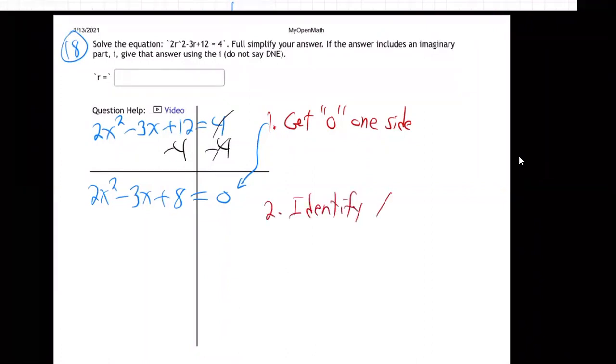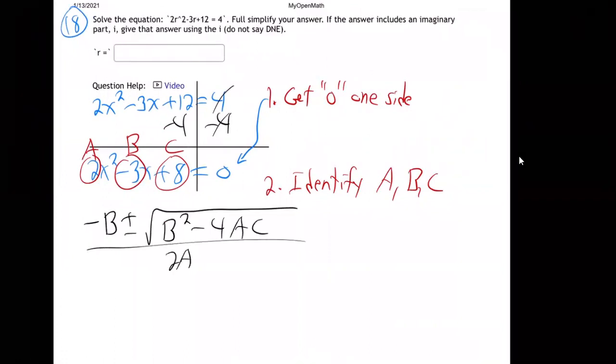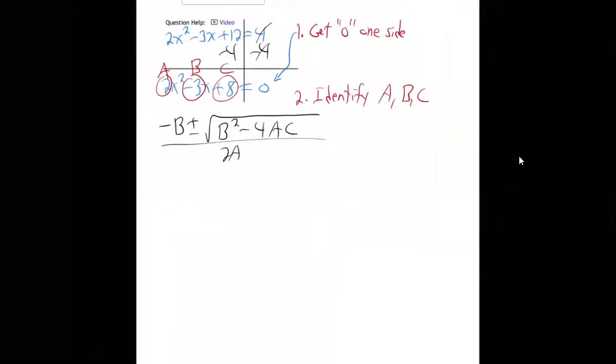And then step 2, identify A, B, and C and use the quadratic formula. A is 2, B is the negative 3, and C is the 8. And then plug those into the quadratic formula. What is the quadratic formula? Negative B plus or minus the square root of B squared minus 4AC, all over 2A. So I'm going to plug this stuff into the quadratic formula now.